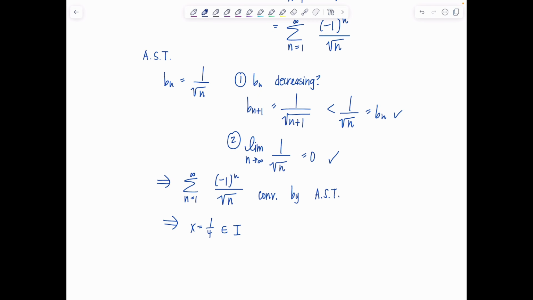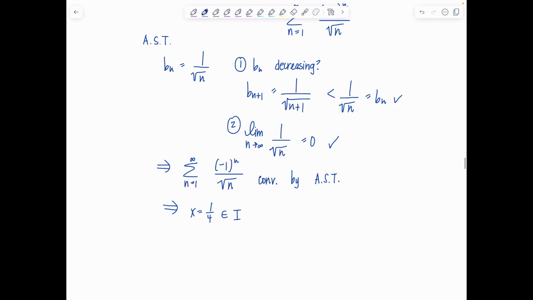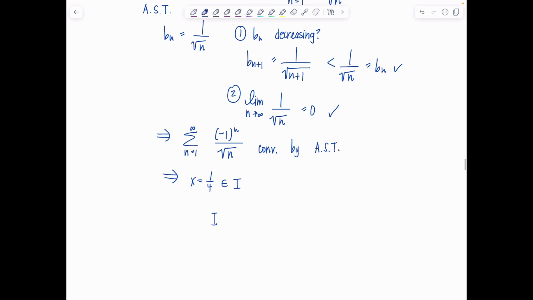So negative 1/4 did not, but positive 1/4 does. So we can write our interval of convergence as negative 1/4 with a parenthesis and then 1/4 with a bracket.